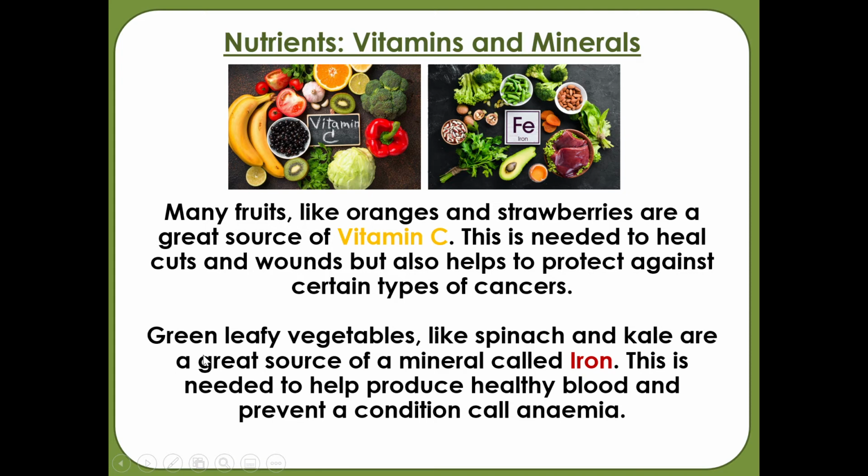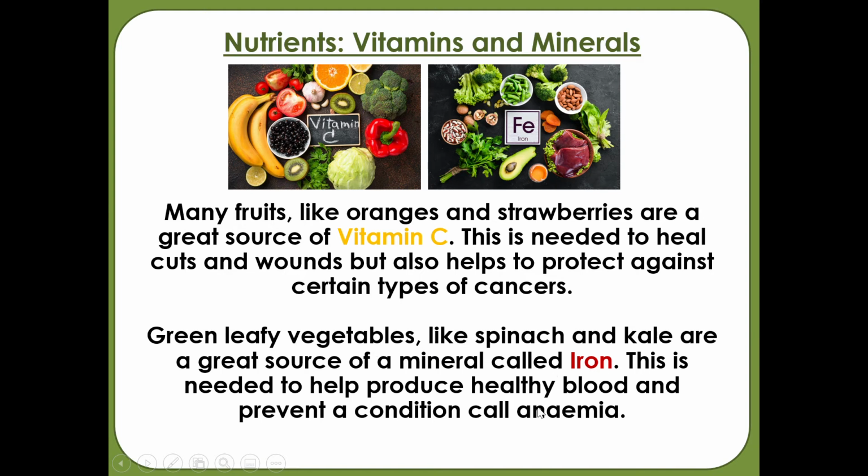We've also got our green leafy vegetables, so spinach, broccoli, Brussels sprouts. Green leafy vegetables like spinach and kale are a great source of a mineral called iron, so you might have heard of iron. Now, iron, in terms of food, is needed to help produce healthy blood and prevent something called anemia. So particularly as teenagers, some of you might have heard this word anemia because you are quite prone to anemia when you're a teenager. So it's important that you get your green leafy vegetables. It's also good in red meat.